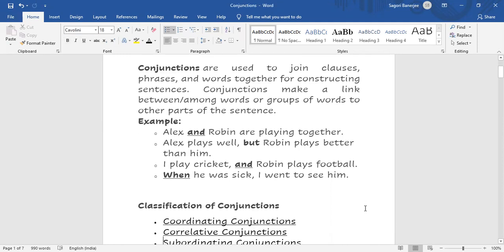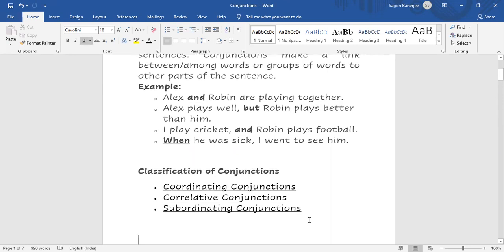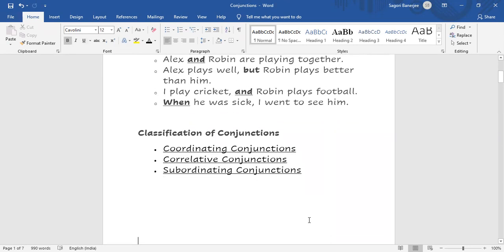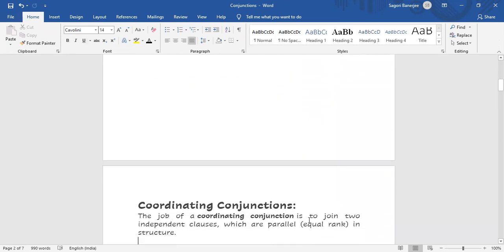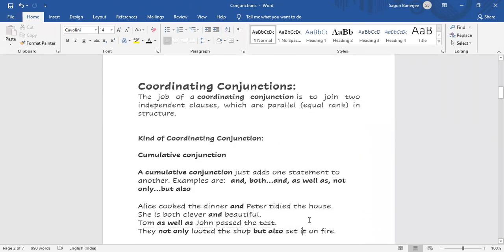Now, we will see the classification of conjunction. This is very important to understand: coordinating conjunction, correlative conjunctions, subordinating conjunctions. So, these are three kinds of conjunctions. So, let's begin with coordinating conjunction. This is very important to understand. So, listen very carefully. What is the job or what is the function of coordinating conjunction?